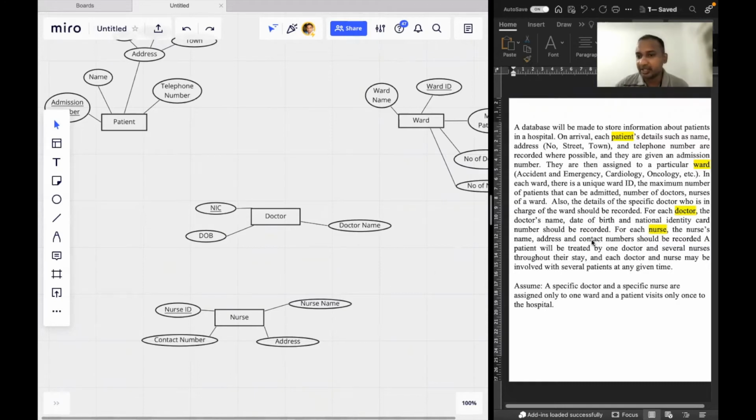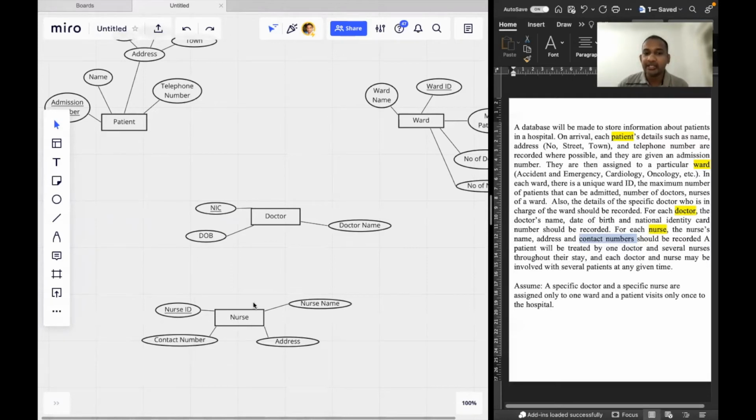And the next one is contact numbers. Here you can identify that a plural word is available, numbers. That means, if you take one instance of a particular nurse, the nurse may have more than one contact number. For example, assume there is a particular nurse called A. A has more than one contact number: a mobile number, home number, office number, or sometimes two mobile numbers. That means this contact number attribute has more than one value.